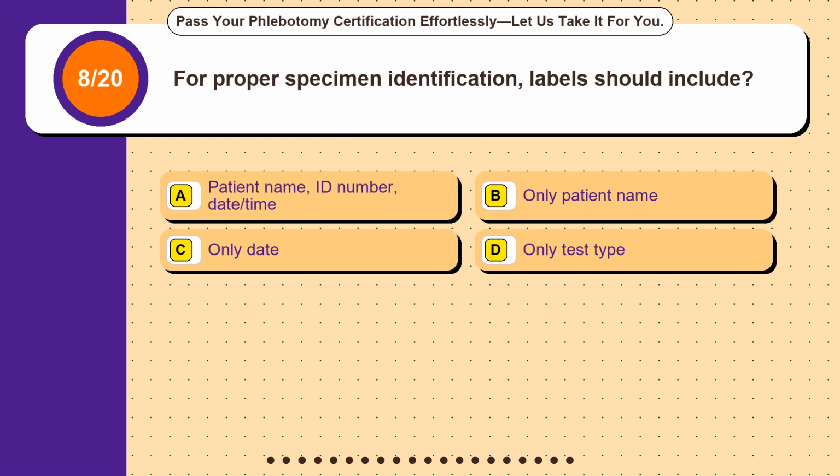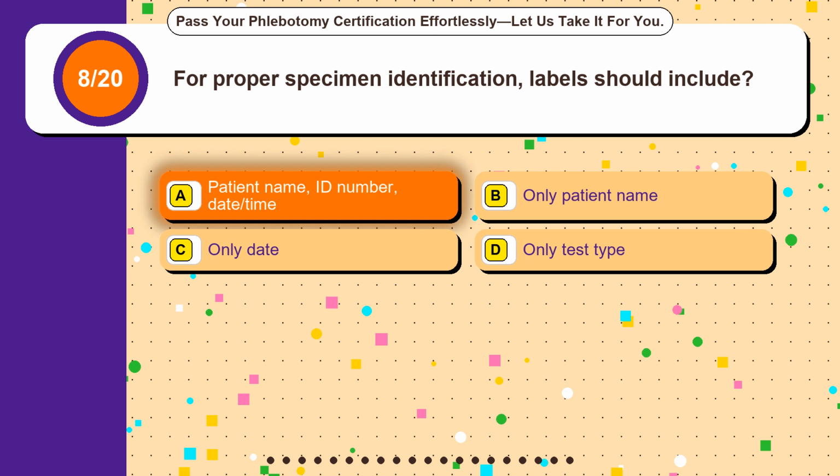Question 8. For proper specimen identification, labels should include: Option A, patient name, ID number, date/time. Option B, only patient name. Option C, only date. Option D, only test type. The correct answer is option A, patient name, ID number, date/time.